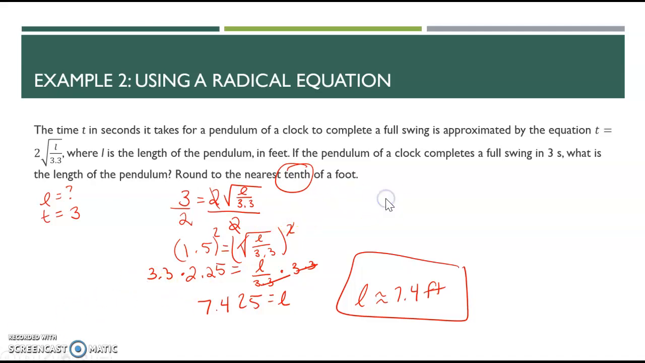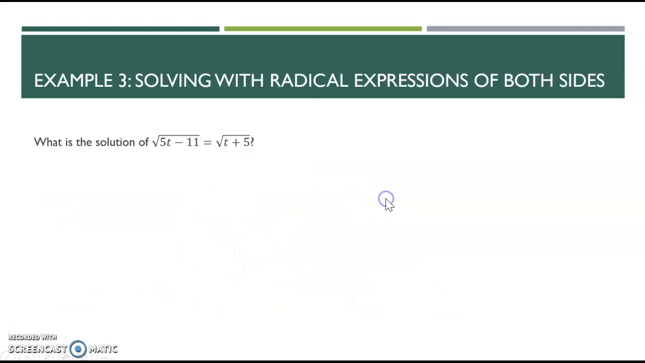All right, on to our next. Now we're getting more involved with these square roots. I can't add or divide or move things to the other side until these square roots are gone. So what we're going to do is square both sides. When we square a square root, the square root goes away and we are left with 5t minus 11 equals t plus 5.